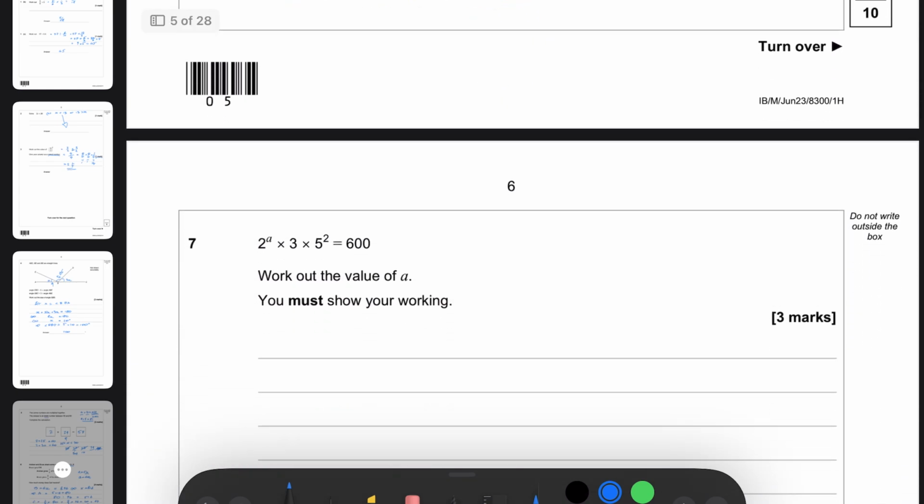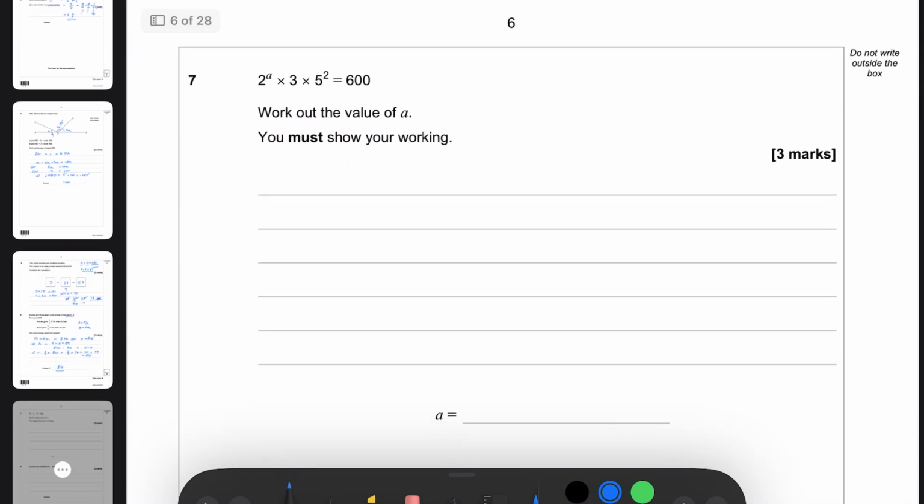Next question. Right, 2a times 3 times 5 squared equals 600. Work out the value of a. You must show your working, right? So there are multiple ways to go about doing this.